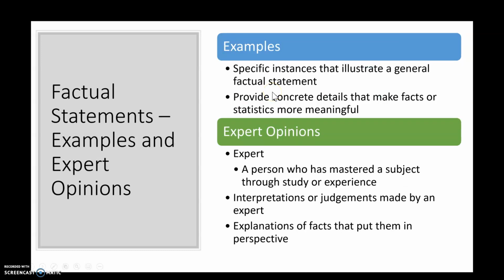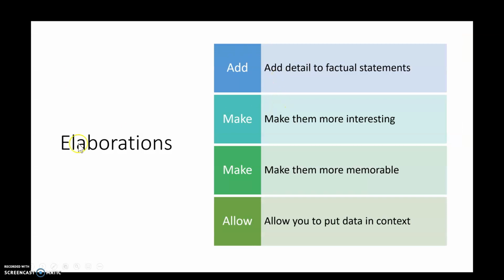So, factual statements, like examples and expert opinions. Examples are specific instances that illustrate a general factual statement and provide more concrete details that make facts or statistics more meaningful. An expert opinion is an opinion by an expert, who is a person who has mastered a subject through study or experience. These can be interpretations or judgments made by an expert, or explanations of facts that put them into perspective. Elaborations we use to add details to factual statements, to make them more interesting and more memorable, and they also allow you to put data in context.